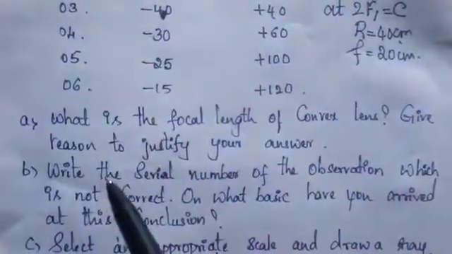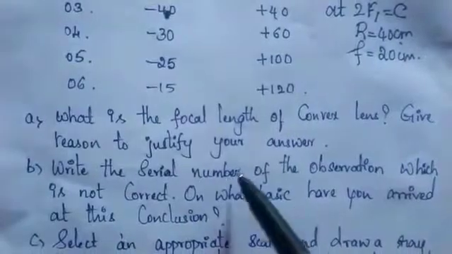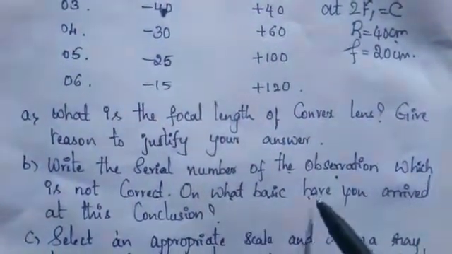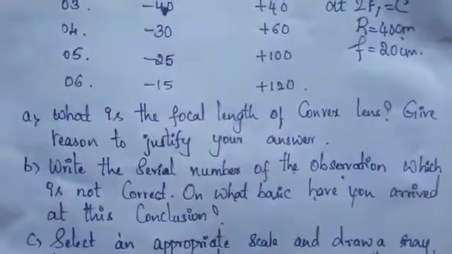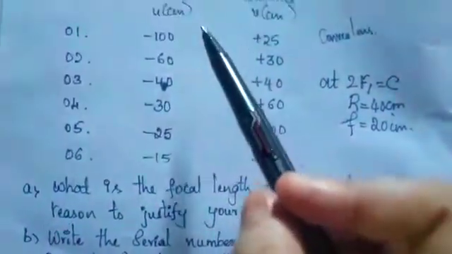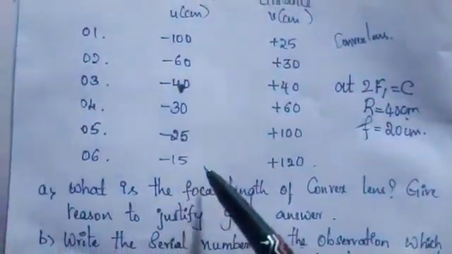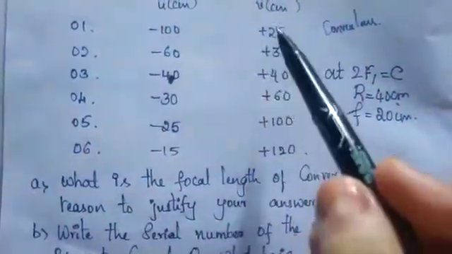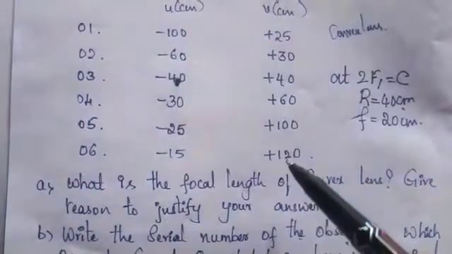Next, go with question B. Write the serial number of the observation which is not correct. On what basis have you arrived at the conclusion? Just see all the observations. If you observe this, just read with the positive and negative signs. All the image distances are positive.